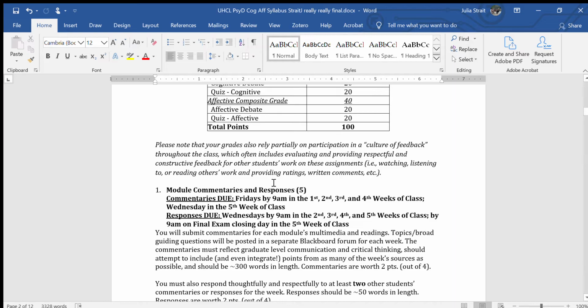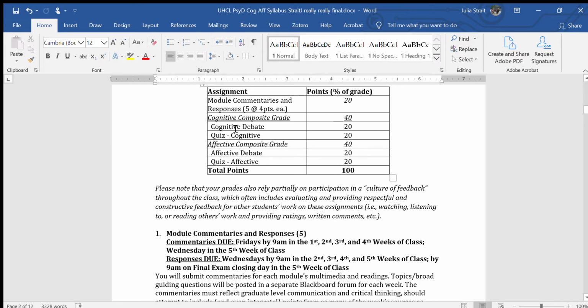Then there's 2 components of each. There's cognitive and affective components of this class, and each of those has to be broken into 2 grades so that we can get what's called a composite score for APA. So we want to make sure you've got your bases covered.